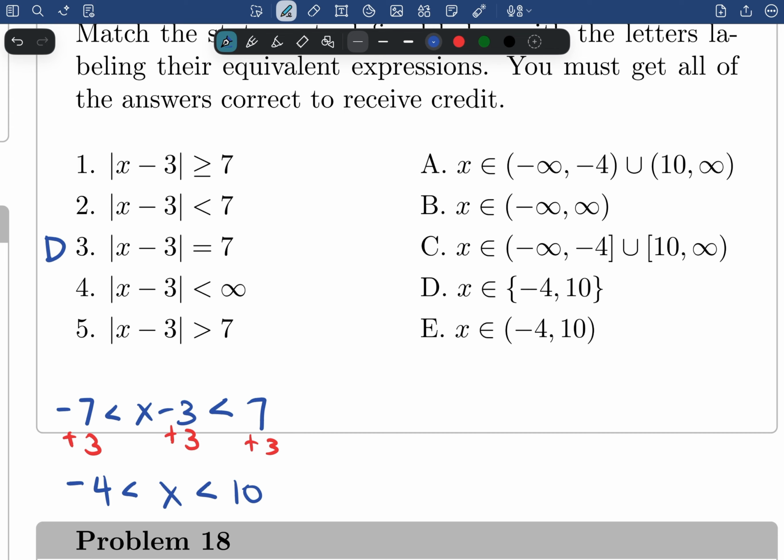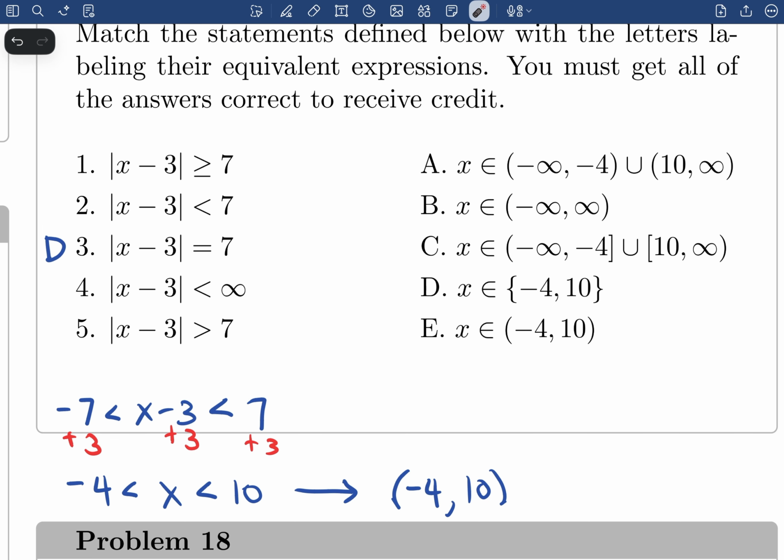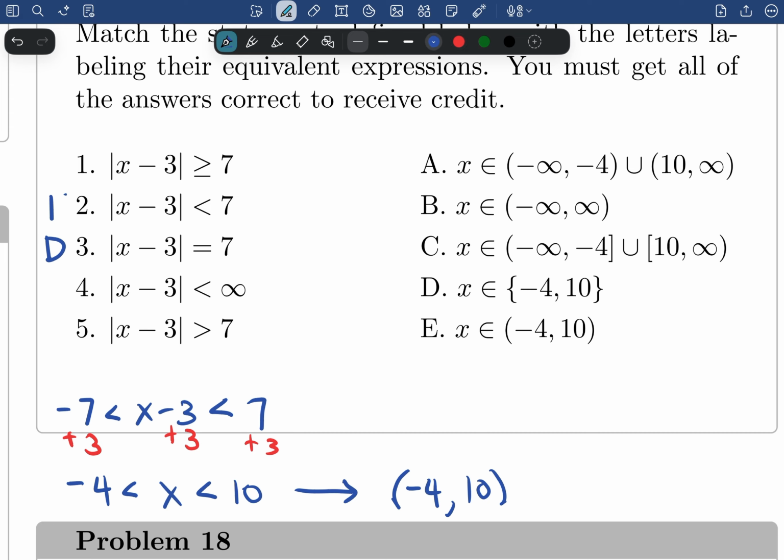Okay, so this will be in interval notation. Let's rewrite that in interval notation. Negative 4, comma, 10, with parentheses around them. That's what it looks like. And I scan my possible solutions, and wait, there it is. X is in the interval from negative 4 to 10. And those are parentheses, just like my interval notation would have. I've discovered that number 2 is the same as its solution E, right? I'll write that, E.